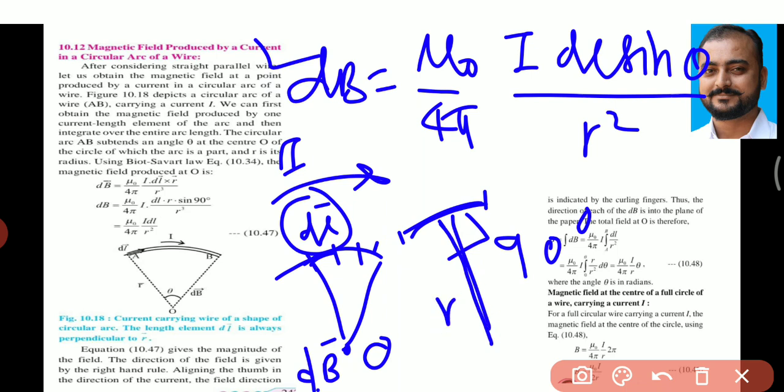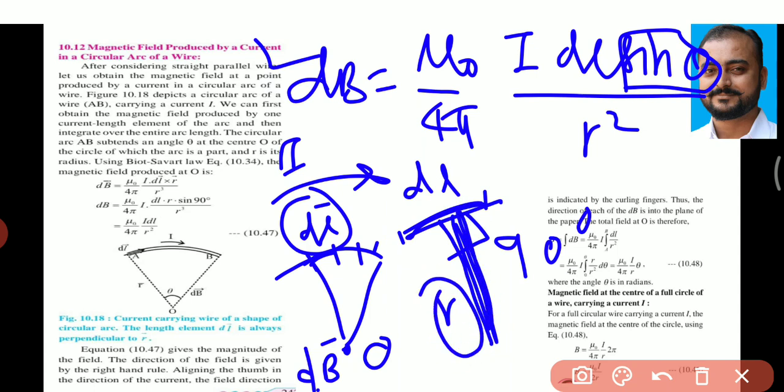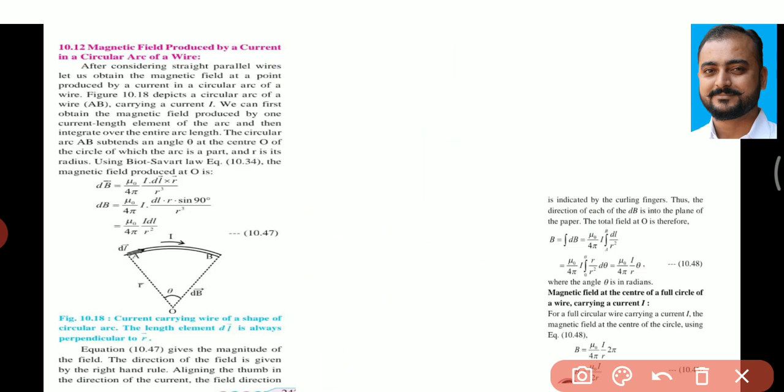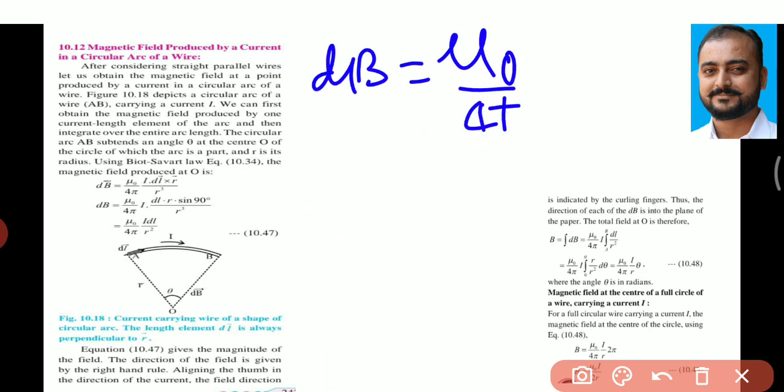And what is this theta in this formula? It is the angle between the small element dl and r. As you substitute sine theta as sine 90, you have 1. You can see this step also here. After that you get the simple formula dB is equal to mu 0 upon 4 pi into I dl divided by r square.